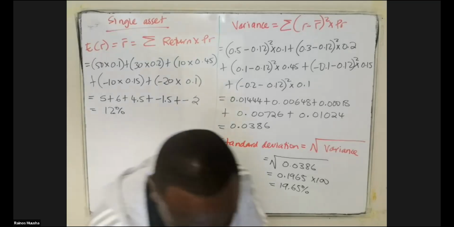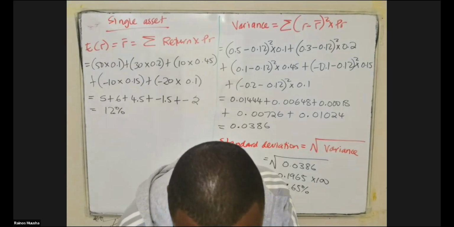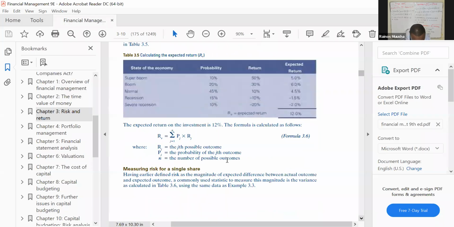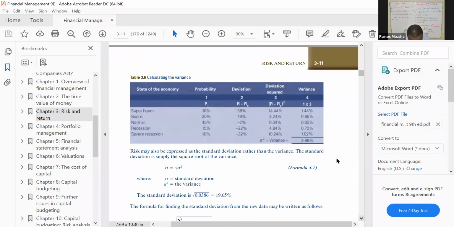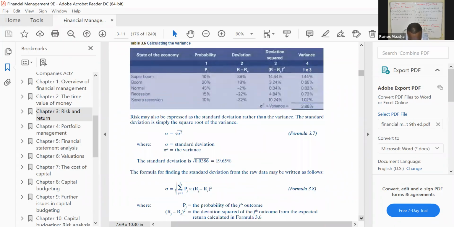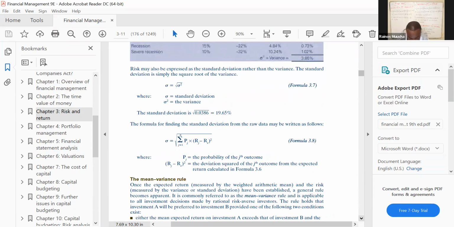So that's why you see that if you check in the textbook, your answer is your expected return is 12%. And then when it comes to measuring the risk of a single asset, they are giving you 3.86%, where the standard deviation is going to be the square root of what? 0.0386%, which gives you 19.65%, because they are now saying whatever answer you get, you multiply that by 100. So please take note of this slight difference in how you treat calculation of your standard deviation at undergrad level and also at postgrad level as well. Please take note of these differences.